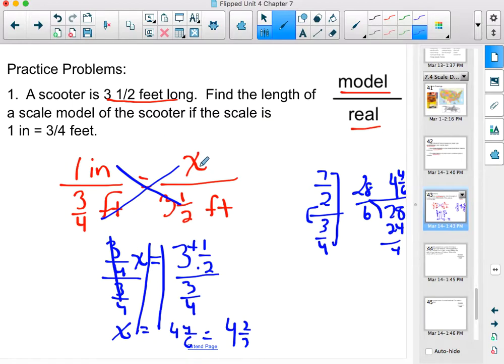The other way we can do this is to look at where our variable is. Our variable's here in the numerator, and that's aligning with our inches as well. So either way, we know that we are using inches in our final answer, 4 2/3 inches.